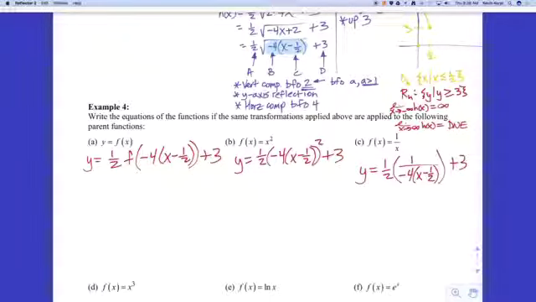We'll pick up at 4D tomorrow. Memorize your parent functions overnight if you don't already know them. That would be a good thing to do.